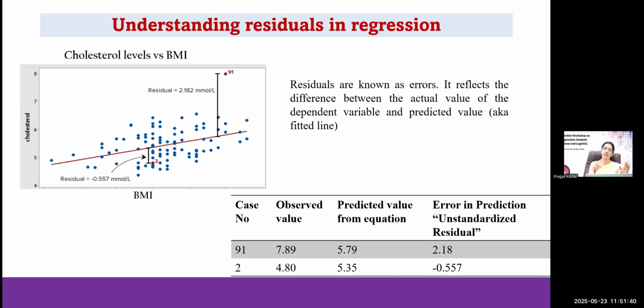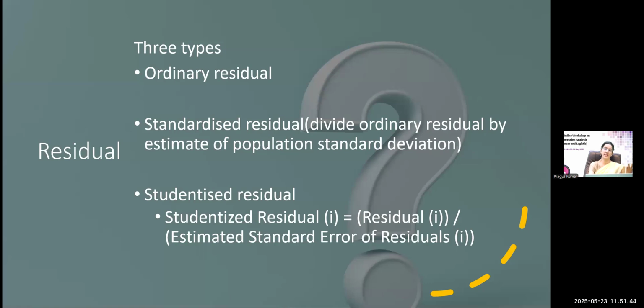Now this was your unstandardized residual. Similarly, you can standardize the residual also. There are basically three types of residual. One is the ordinary residual, also known as the unstandardized or raw residual. Then there is the standardized residual. What is the standardized residual? If you divide the ordinary residual by the population standard deviation, it is known as the standardized residual.